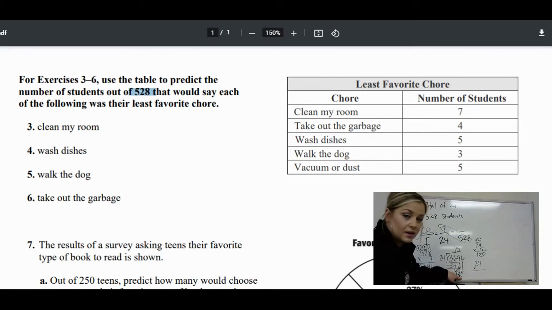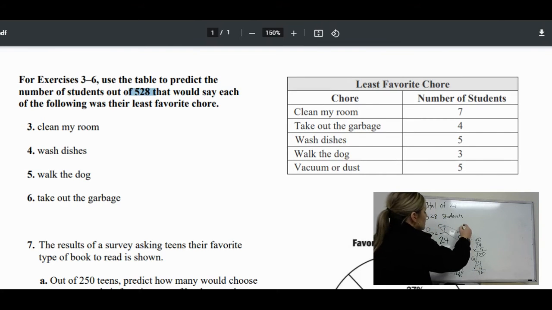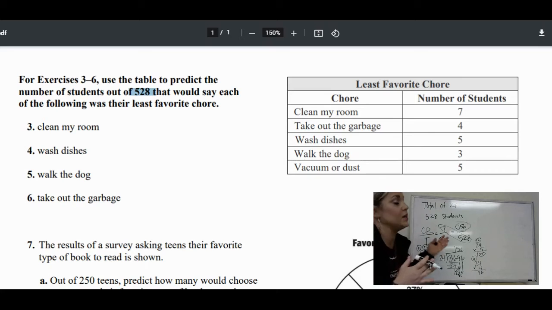I want this to be perfect, so I'm going to try 4. Okay, 4 times 4 is 16. The 6 can stay. The 1 got to go. 2 times 4 is 8 plus 1 is 9. Look at that. So if we're making predictions, if they were to survey 528 kids, we could say that probably 156 would not want to clean their room. All right, so next we got to do wash dishes.